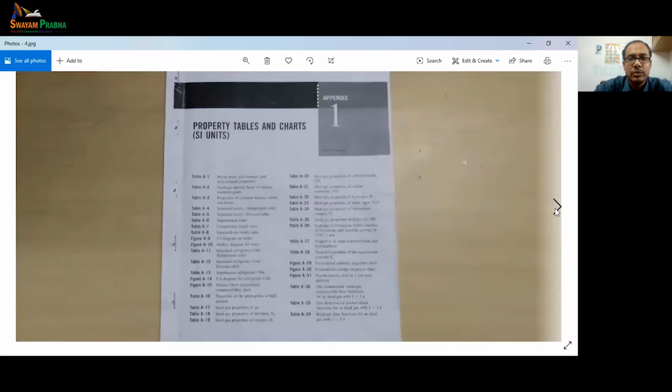Okay, so we have introduced these property tables, which you have looked at for solving the problems from the last tutorial. This is my version, just taken from the appendices of Cengel and Boles' book. Here all the property tables are put together in one place. So we are going to use this one, and whichever table we use will show on the screen. So please pay attention.